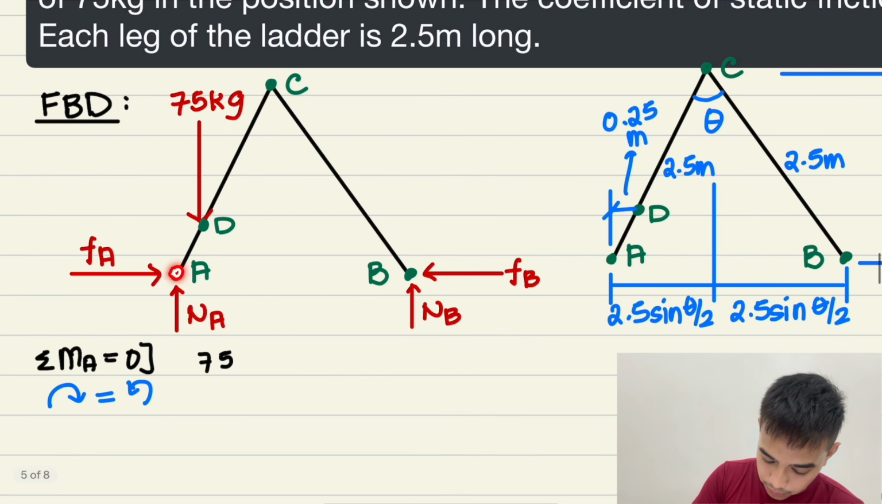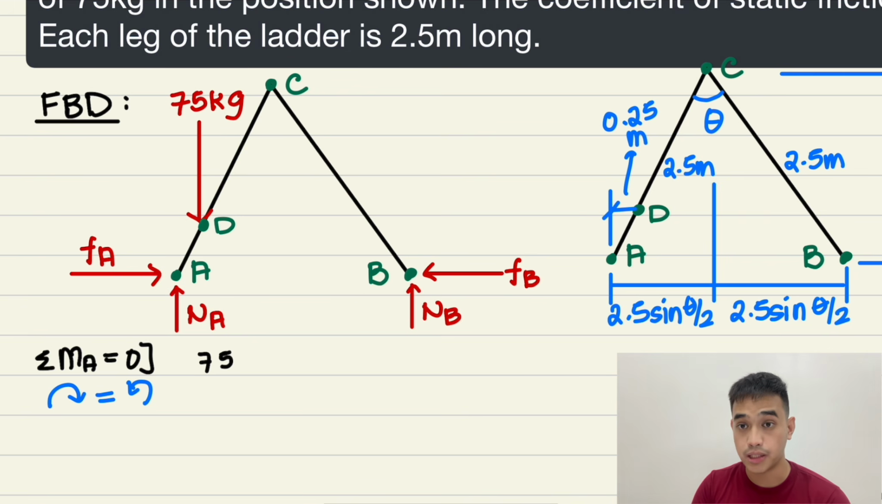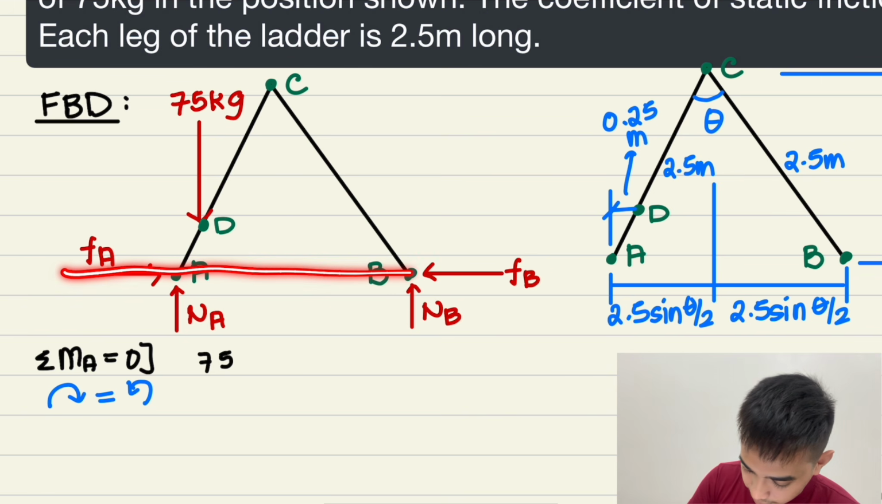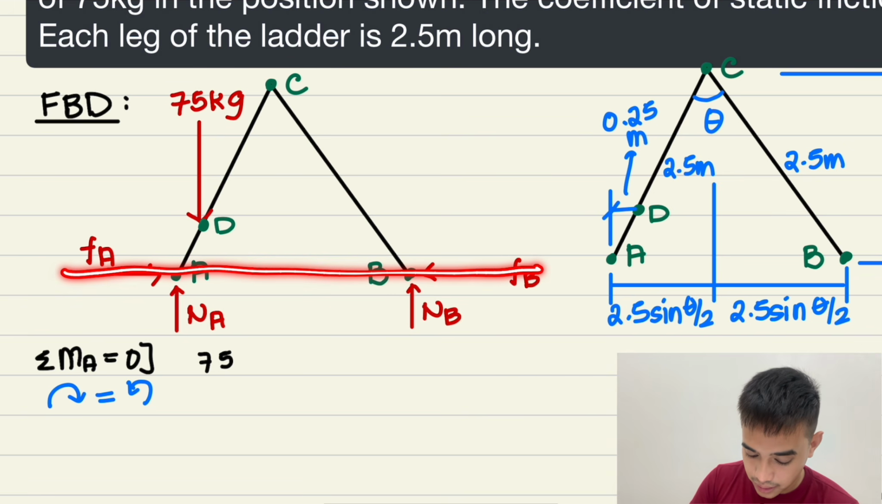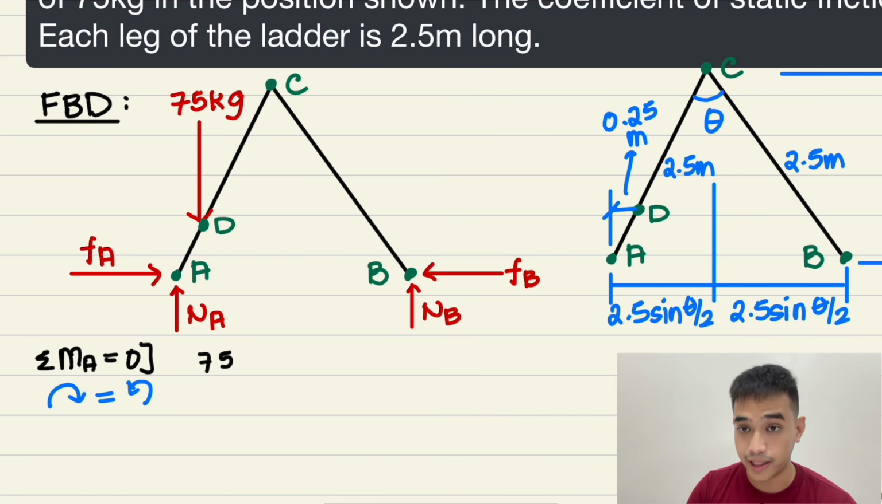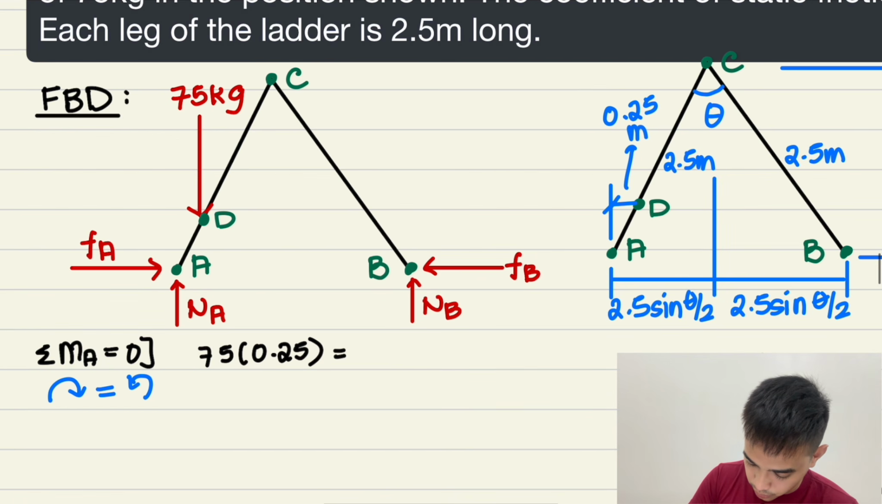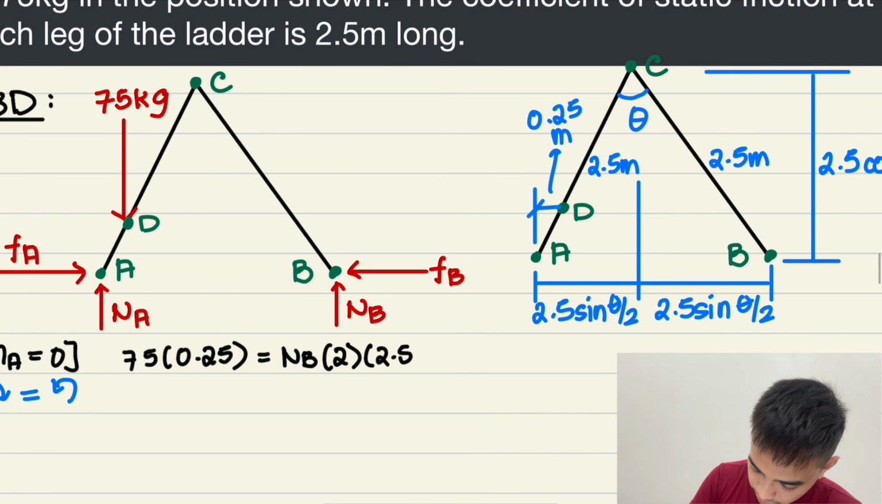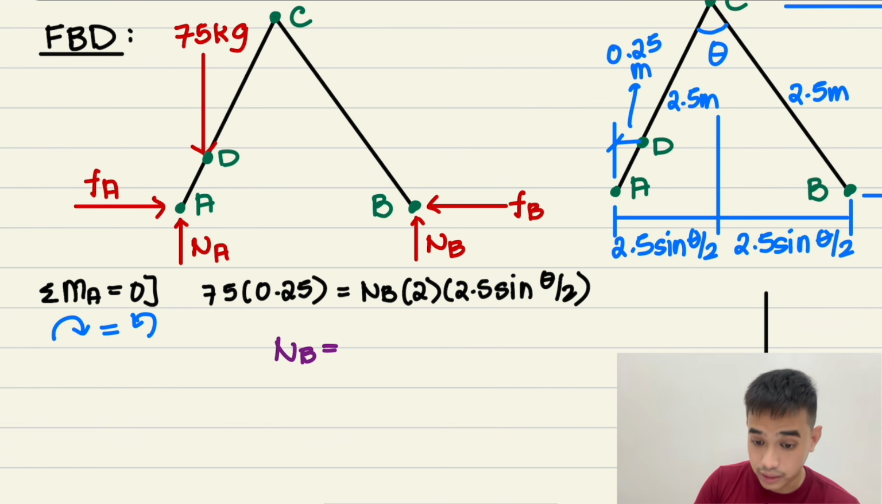So we're taking our moment here. For clockwise, it's our 75 kilograms. And for our counterclockwise, it will be the normal force B. We will neglect the friction forces because they coincide with our point A. So continuing, I'll just write that. 75 times its moment arm of 0.25, based on the image provided, equals NB times 2 times 2.5 sine half theta. And NB will now be a function of theta.